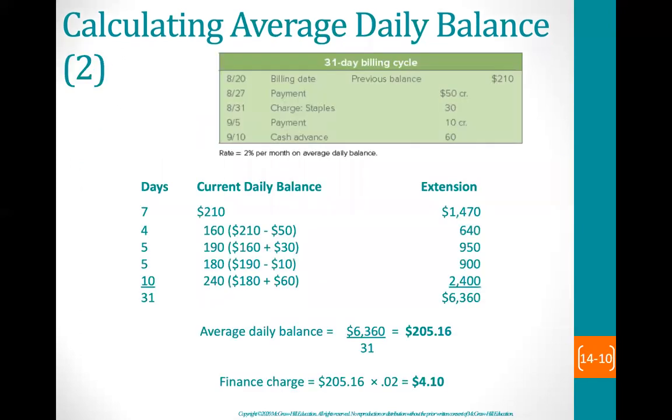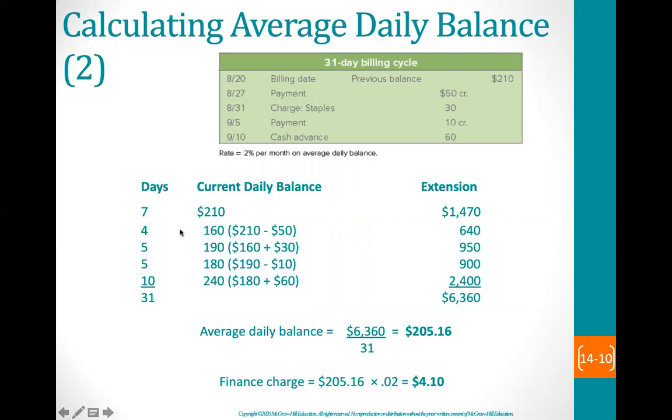So let's calculate the average daily balance. From 8/20 to 8/27, nothing happened. So there were 7 days the balance stayed at $210. So 7 times 210 is 1,470.